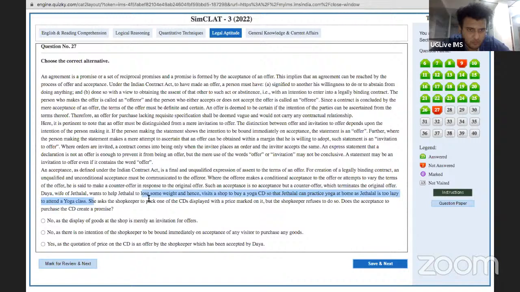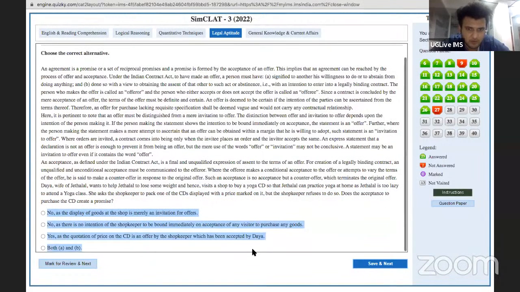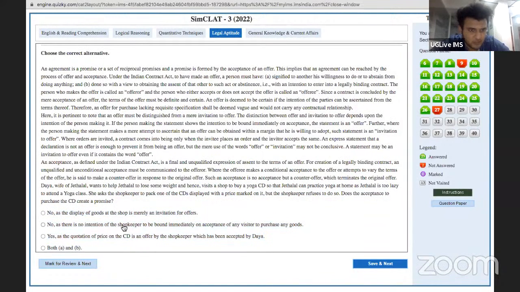Okay. She asks the shopkeeper to pack one of the CDs displayed with a price marked on it, but the shopkeeper refuses. Yes, we have studied this in basic contracts. Invitation to offer, right? Okay. Intention, okay. So it will be both.